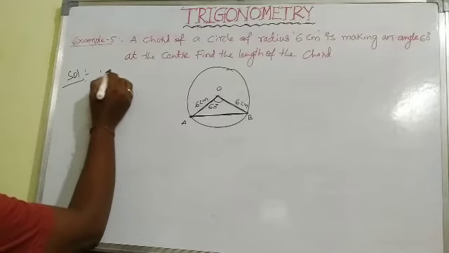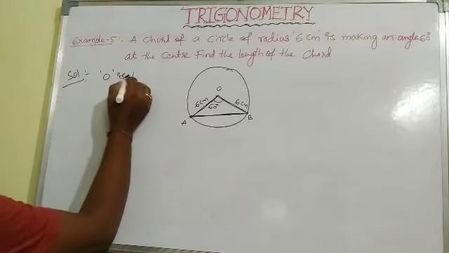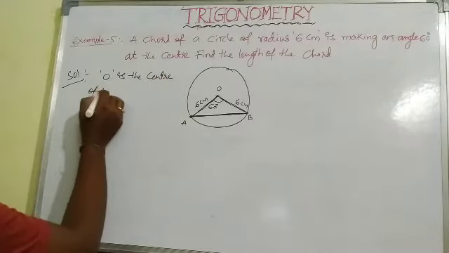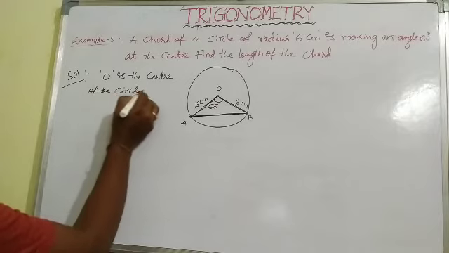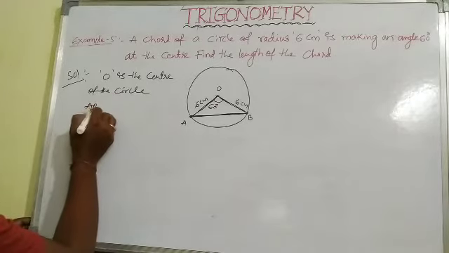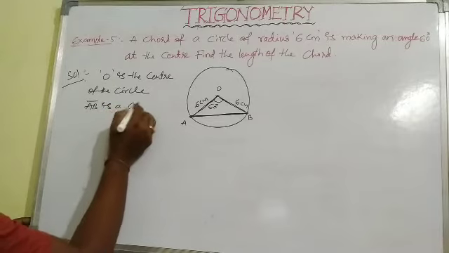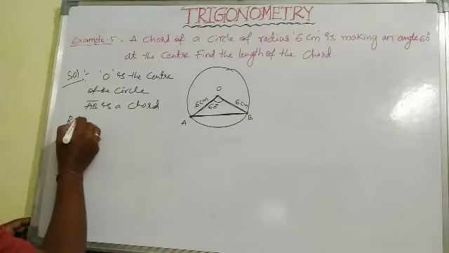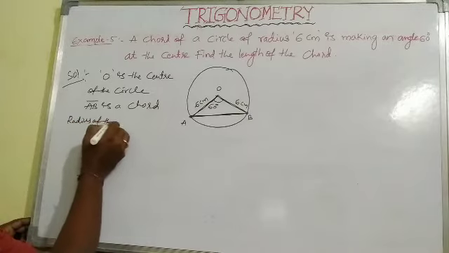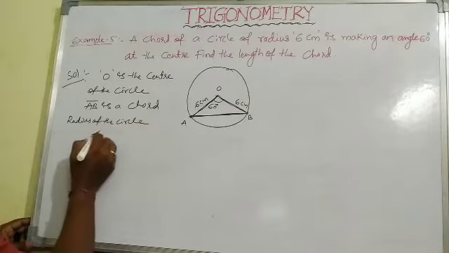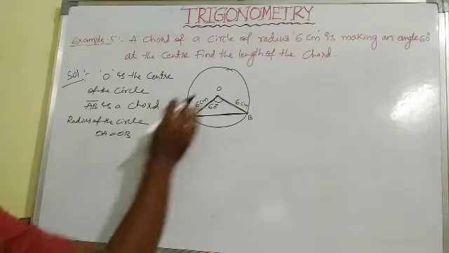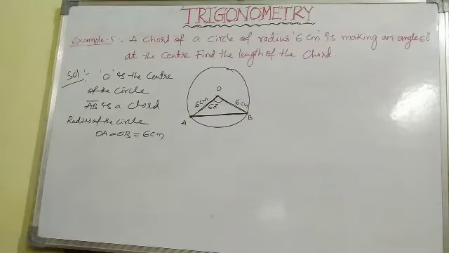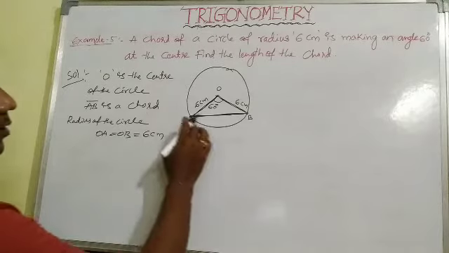Say for example here O is the center of the circle. Next, AB is a chord. Next, the radius of the circle. So here OA and OB, these two represent the radius of the circle, that is 6 centimeters, already given. So now we have to find the length of AB.